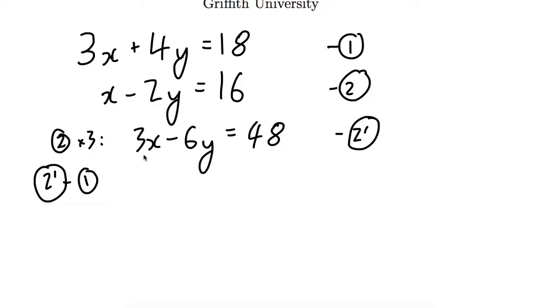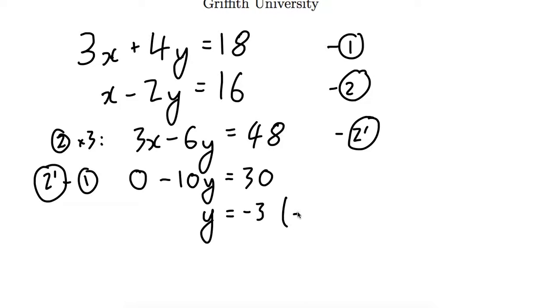So 3x minus 3x is 0. Minus 6y minus 4y is minus 10y. 48 minus 18 is 30. So minus 10y equals 30. Divide both sides by minus 10 to get y on its own, and you get y equals minus 3. Well, y equals 30 over minus 10, which equals minus 3. Okay, so we've actually solved for the value of y, and now we can solve for the value of x.